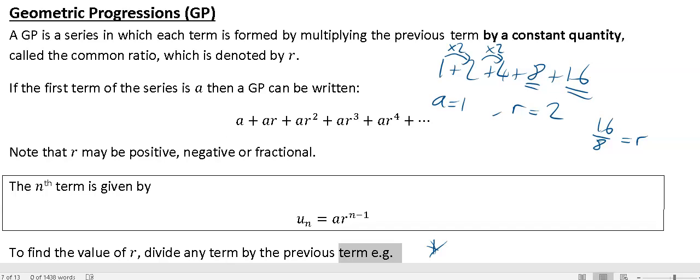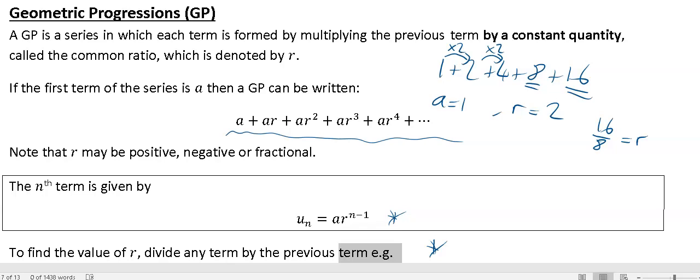So the general series looks like this. You've got a plus ar plus ar squared plus ar cubed plus ar to the 4. The general term then would be equal to this thing here. It would be equal to ar to the power of n minus 1.